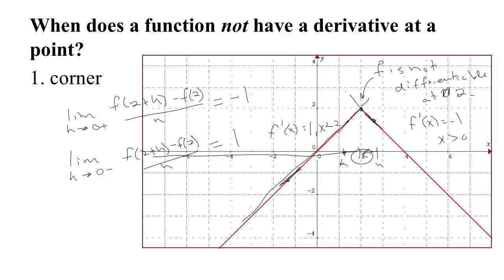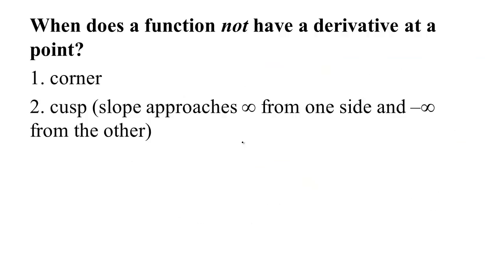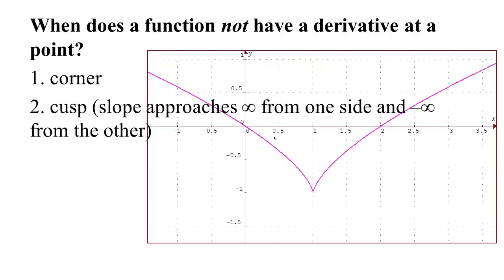That's going to happen any time you have a corner point like this, where the slope abruptly changes. A related problem occurs when you have what's called a cusp. Here's an example of a cusp. I shifted x to the 2/3 here, and it created this cusp.